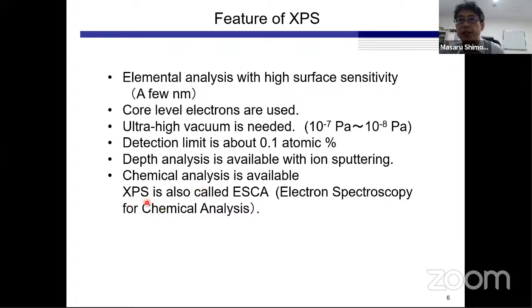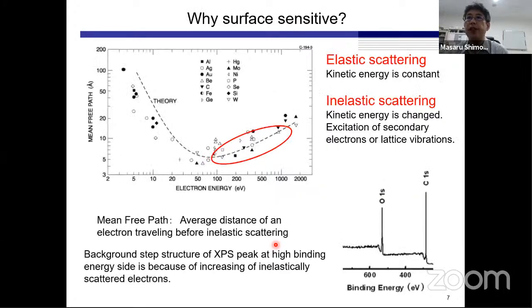And XPS is also called ESCA. This is because of the chemical analysis. The meaning of ESCA is electron spectroscopy for chemical analysis. So this is a feature of XPS. And then let me explain why it is very surface sensitive.